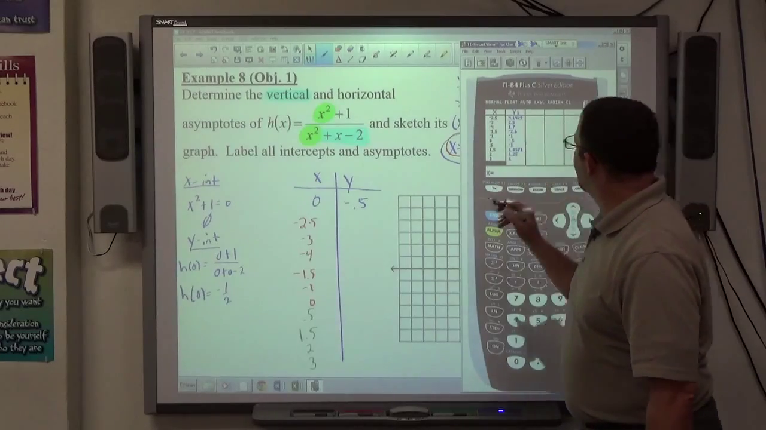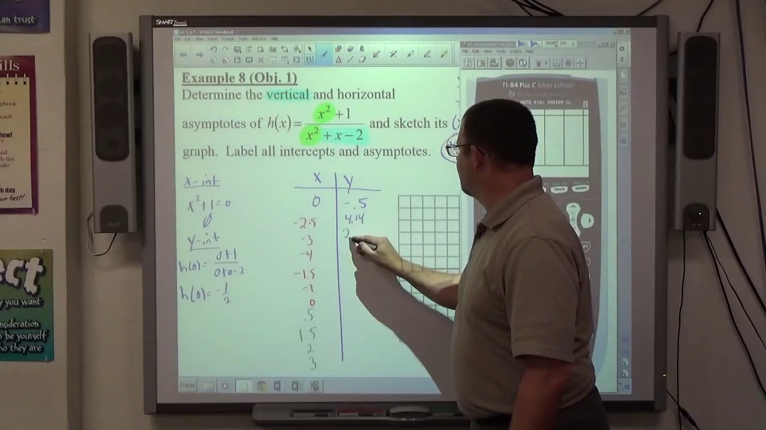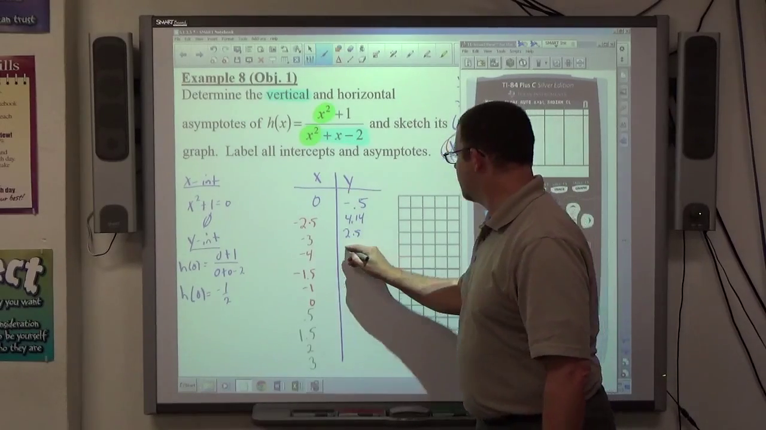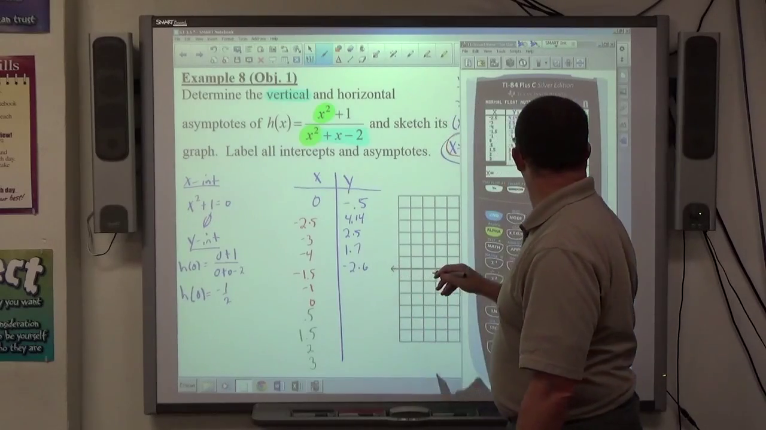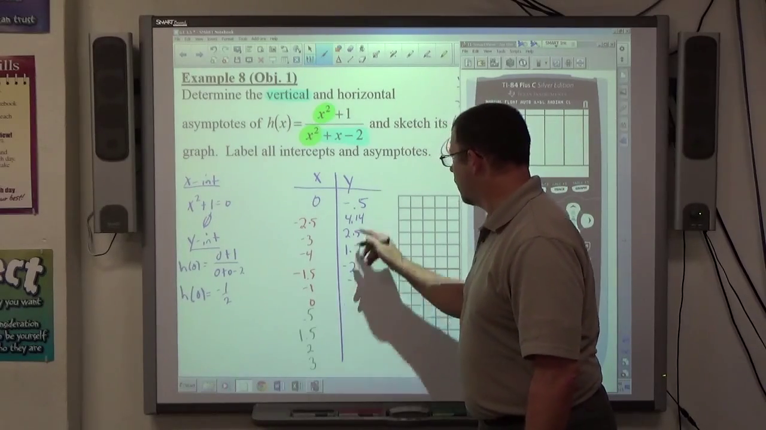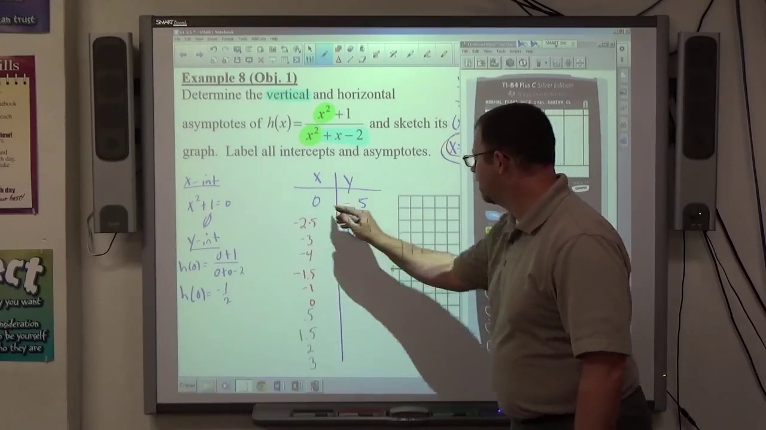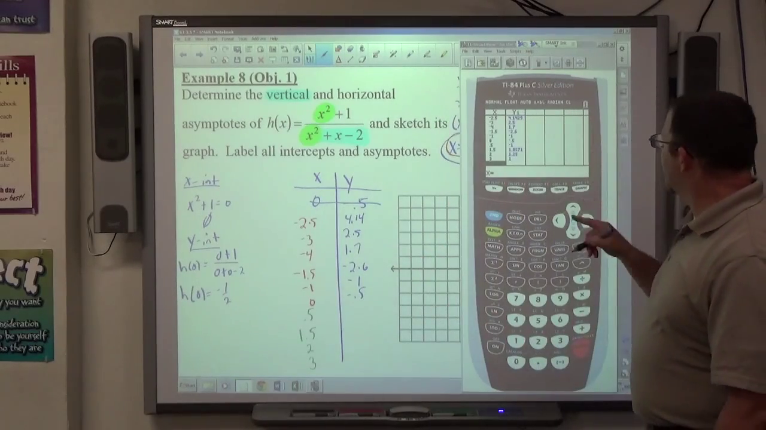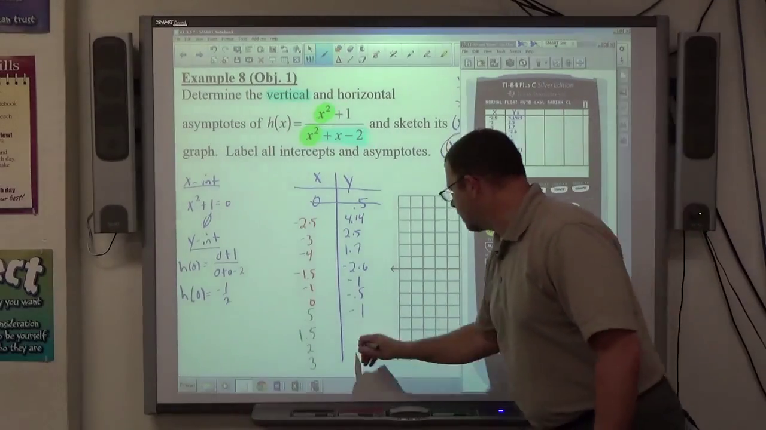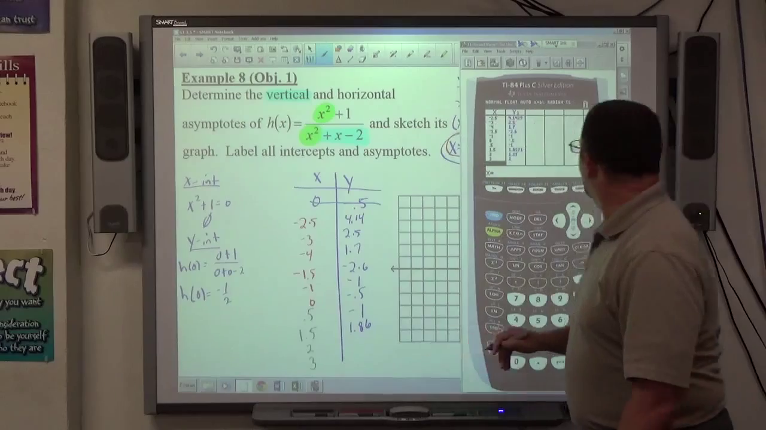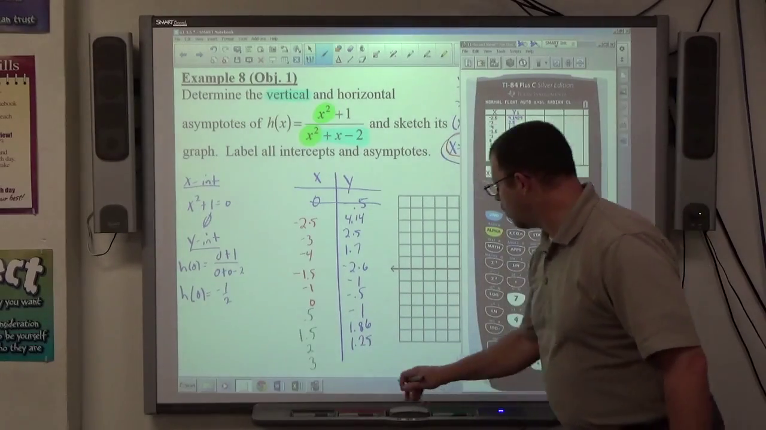So negative 2.5, 4.14; negative 3, 2.5; negative 4, 1.7; negative 1.5, negative 2.6; negative 1, negative 1; 0, 0; negative 0.5 we already actually had, I'll just put it there again, I'll cross it off there. 0.5, negative 1; 1.5, 1.86; 2, 1.25; and 3, 1.